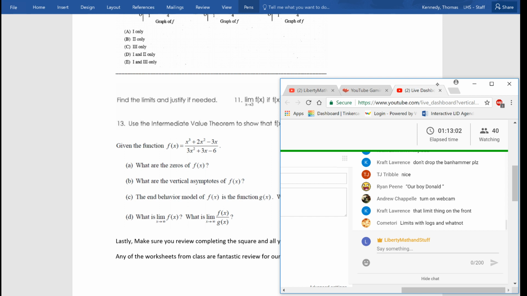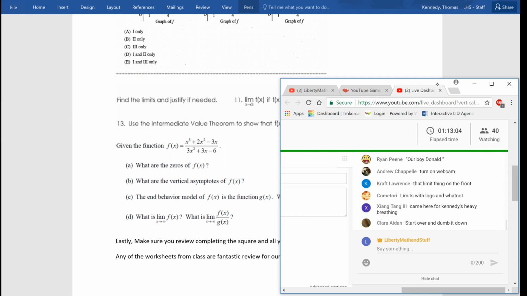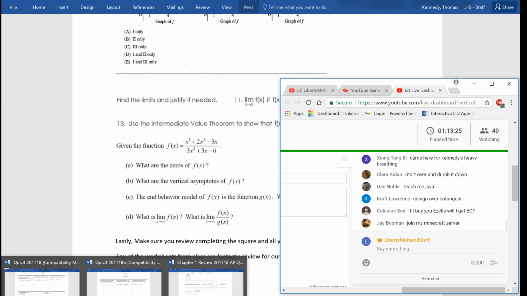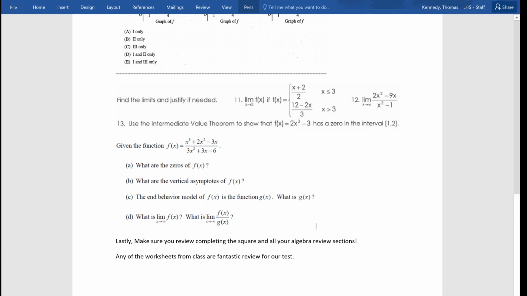Limits with logs and whatnot. Oh, you hating on my breathing? Ouch. Start over and dumb it down. Oh, teach me Java? I don't know Java. I do C++. Oh, the cosine over cotangent one. Okay, we can go there and then look at a few natural logs. I'm not going to join your Minecraft. What kind of question is that? Alright.